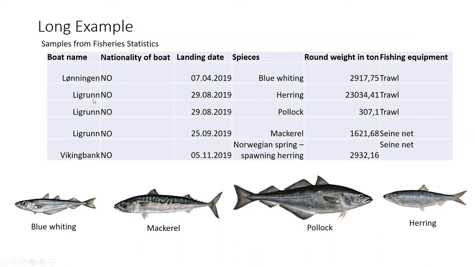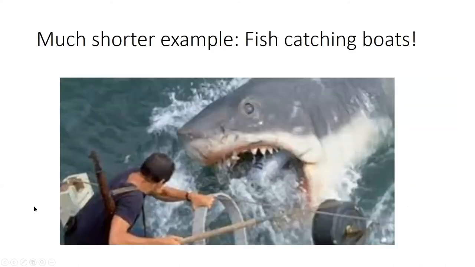Then there was Legrun. She had in the landing date of 29 August 2019, both herring and pollock with different weights, and that was also trawl. But on the 25th of September, she had mackerel, and that was caught in a sand net, and so on. So that is that structure. But this was a long example.